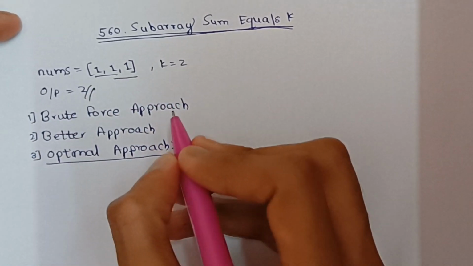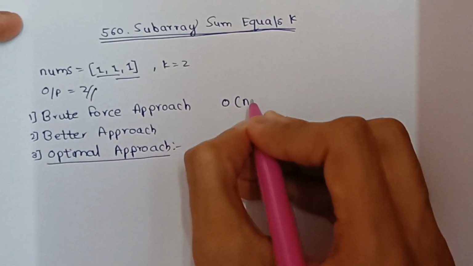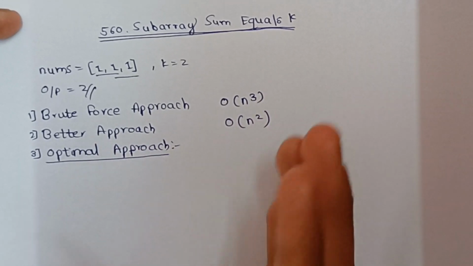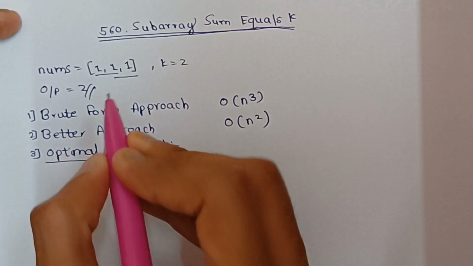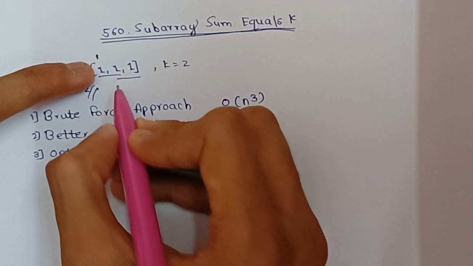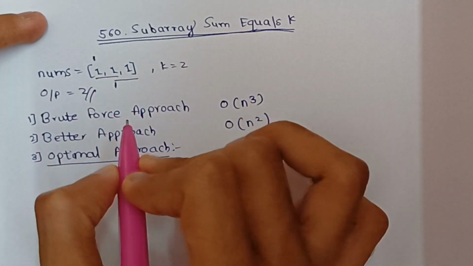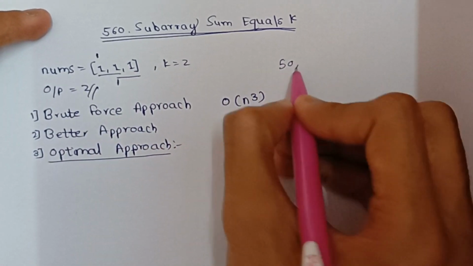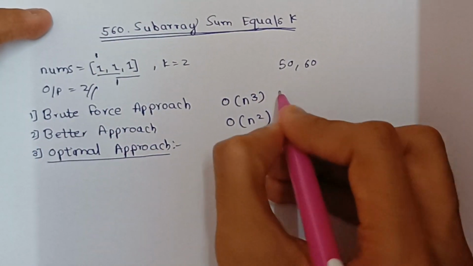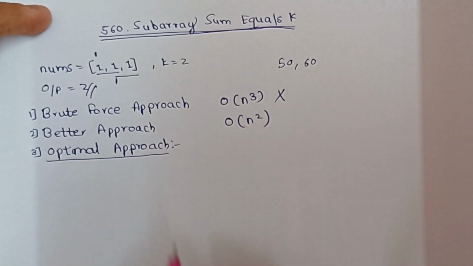I will not explain the brute force approach in detail because its time complexity is big O of n cube, and the better approach is big O of n square. In short, in the brute force approach we traverse the array with one loop and in the second for loop we compare with all elements. This is a small array, so there is no issue using brute force, but when the array length is 50 or 60, it will take much more time. So this is not an optimal approach, so don't use it and don't learn it, because it is not very useful.